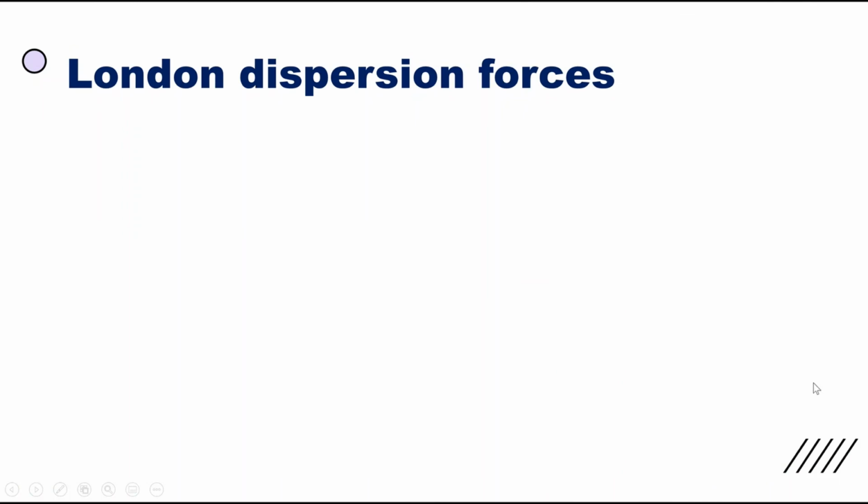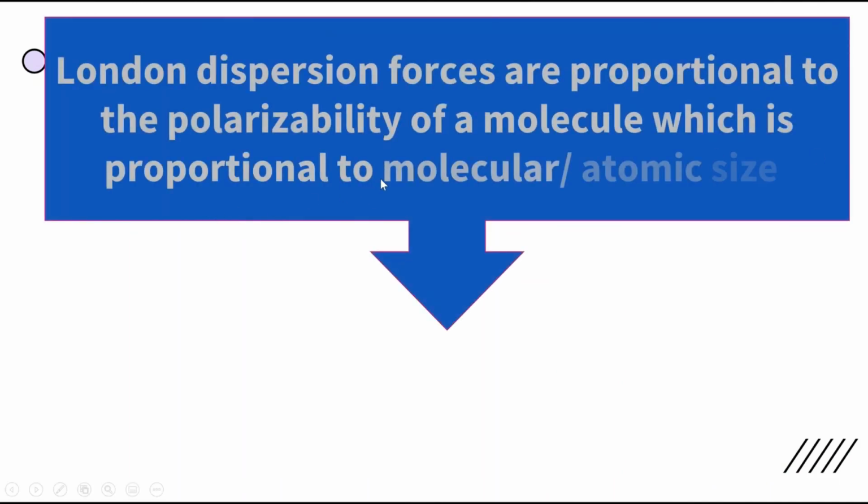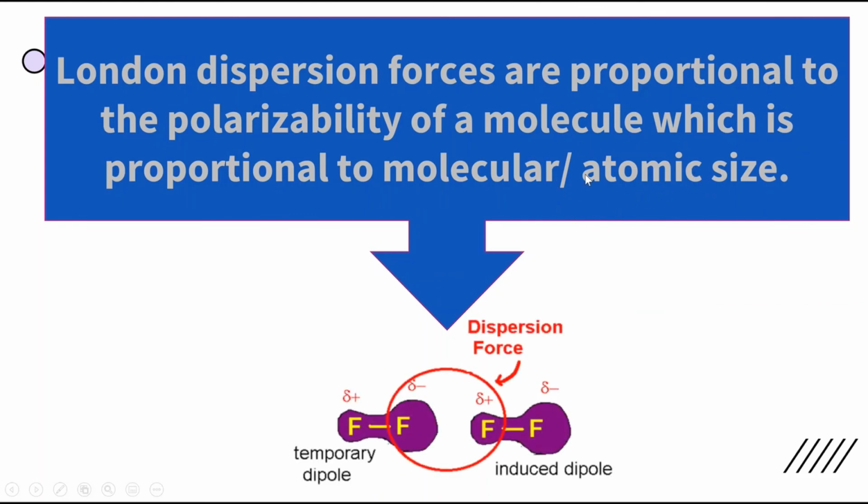The second thing that we have learned is about London dispersion forces, which are proportional to the polarizability of a molecule, which is proportional to the molecular or atomic size. So the higher the atomic size, the more the number of electrons, and the higher the polarizability, and the stronger the London dispersion forces. But we have to remember that these are temporary forces. They are not so strong as compared to the others.